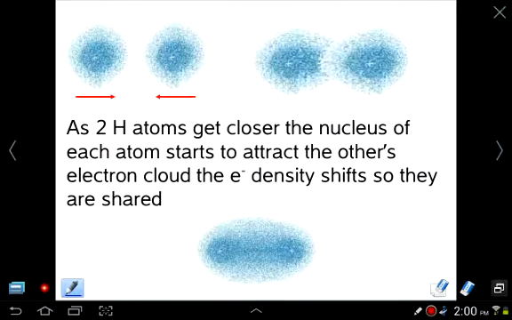Let's take a look at how this happens. So we have two hydrogen atoms here, and as they come together, what happens is their nuclei start to attract each other. And the reason they start to attract each other is because the negative charge of the electron cloud of this atom gets attracted by the nucleus of this atom. And eventually what will happen is the electron clouds of both atoms, remember the valence electron clouds, get to be spread out over two of the nuclei. And that's how a covalent compound forms.